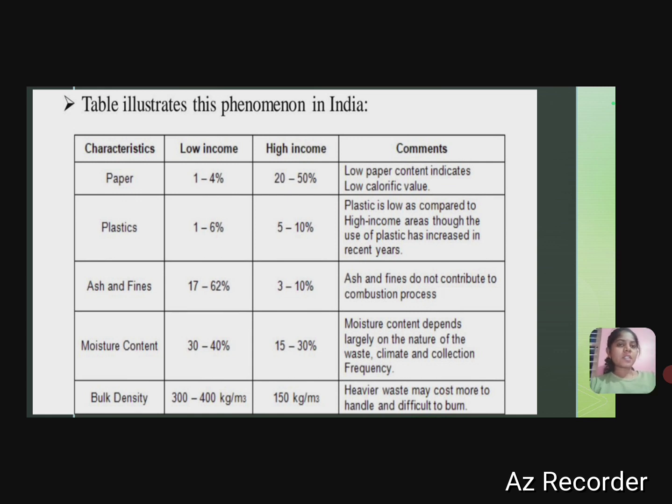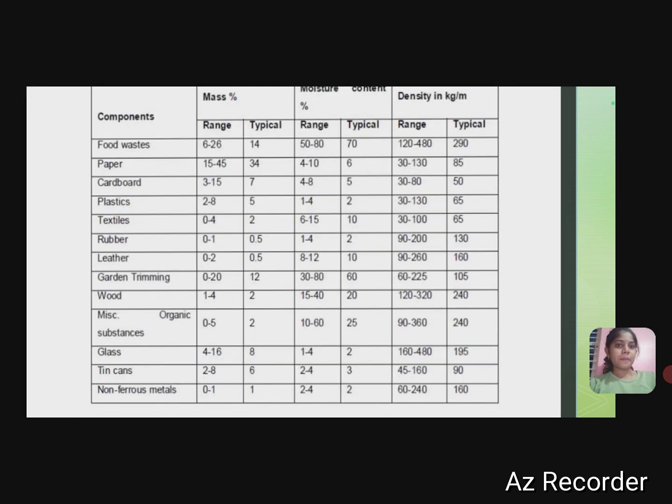There are characteristics for low income, high income, and comments. So, for example, taking paper as 1 to 4 percent for low income, the high income is 20 to 50 percent. So the comments: low paper content indicates low calorific value. Same for plastic, ash, fines, moisture content, and bulk density.